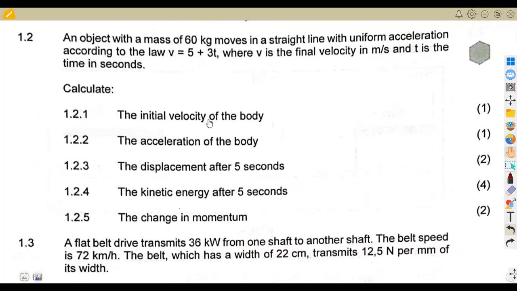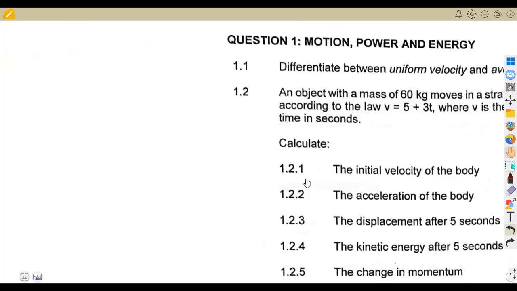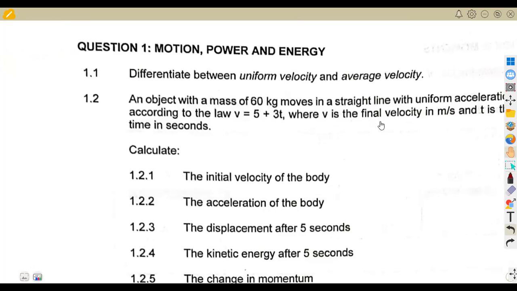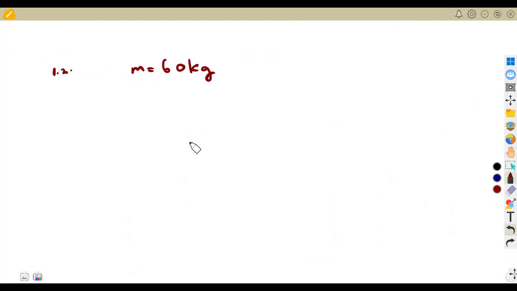There is something that we know about this. Let us just take our information. Remember, we are given the mass of the object, which is 60 kilograms, and also the law by which this object is moving: V is equal to 5 plus 3t. That's a linear function, we are talking about a linear movement. In that case, we are told that this is in a straight line.